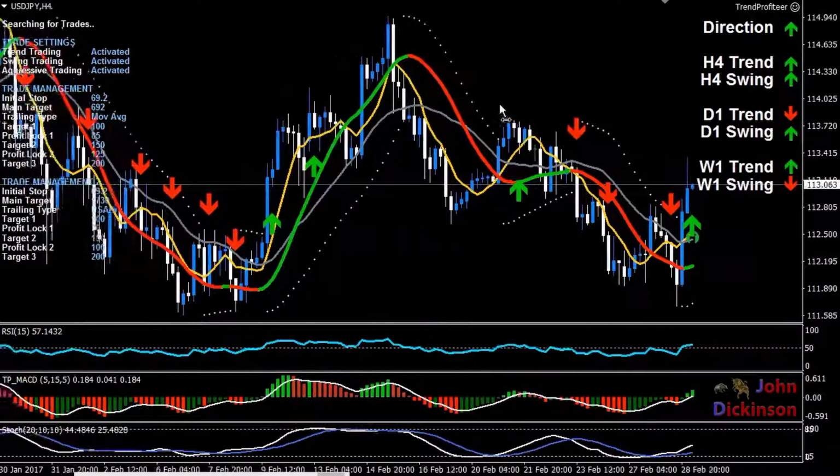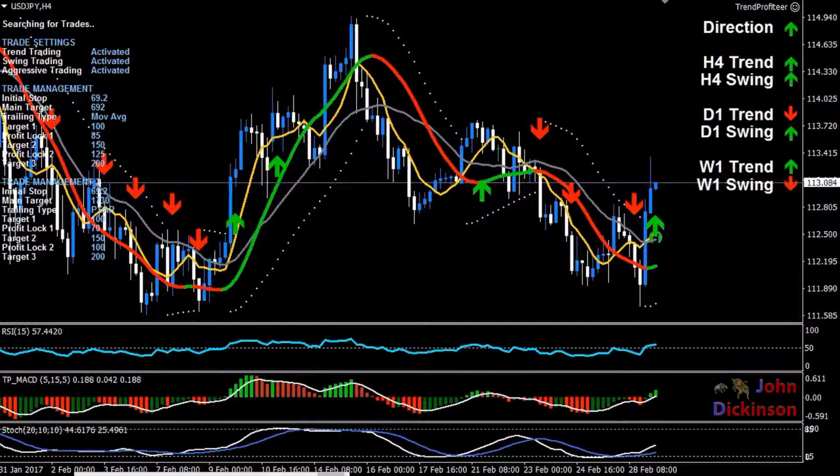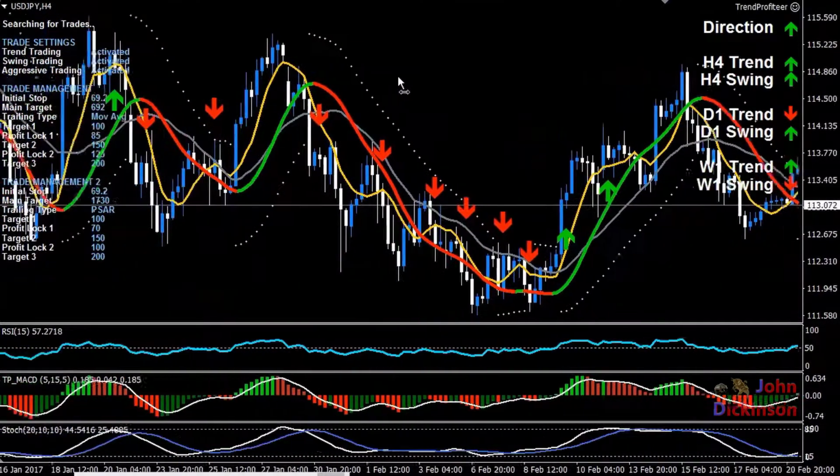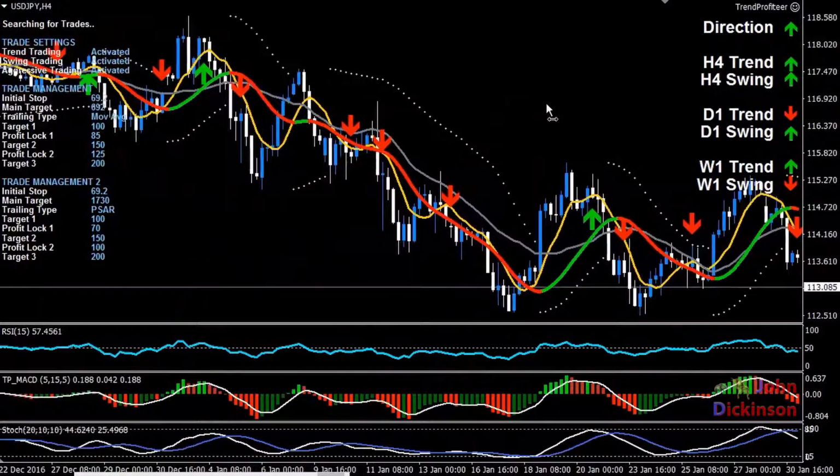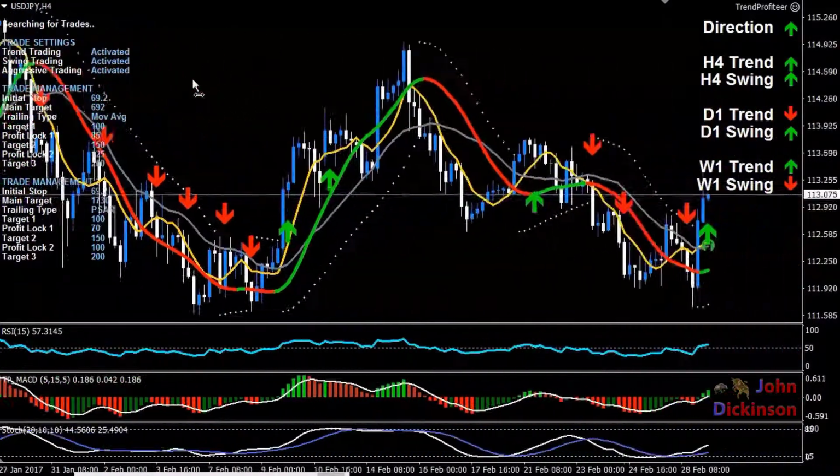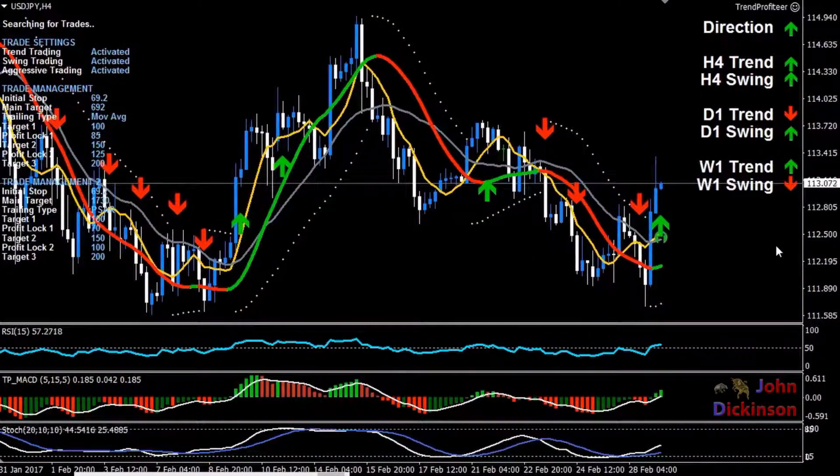Just looking back, just take the scroll off. Looking back, you can see that we've had some nice moves to the downside as well as to the upside. Now we're looking like we've got a good trend trade in play.